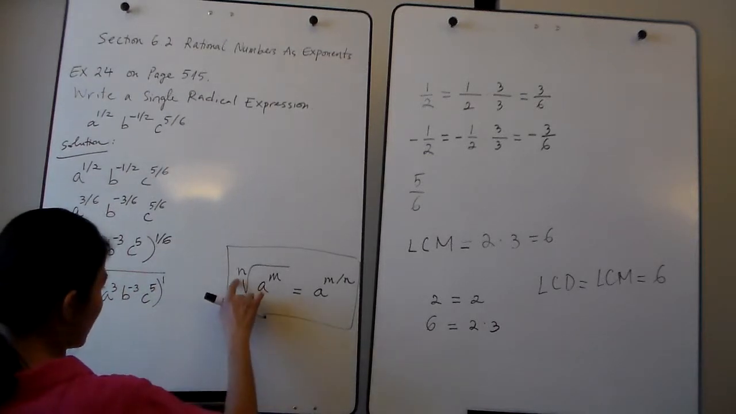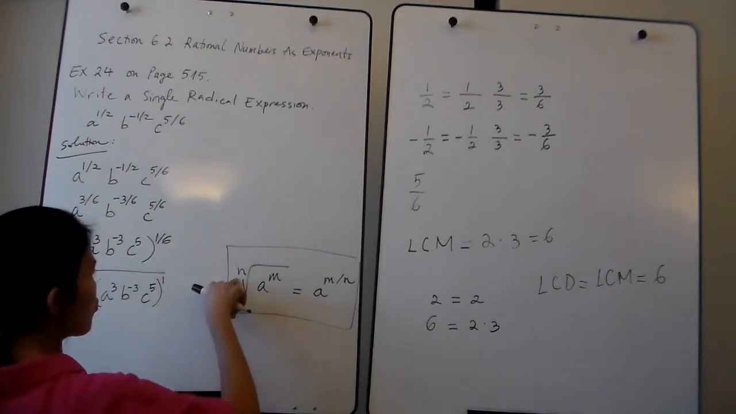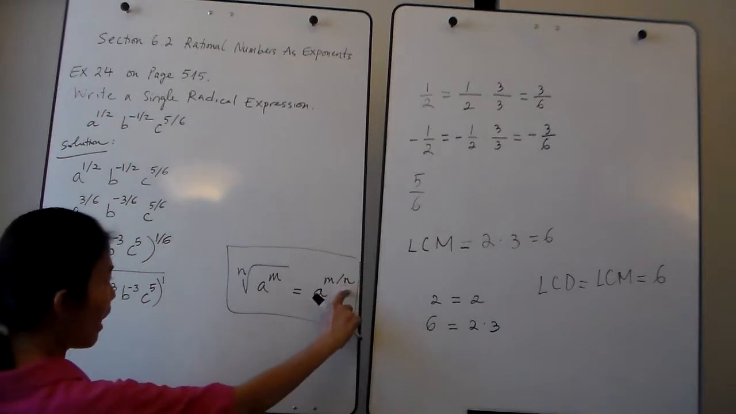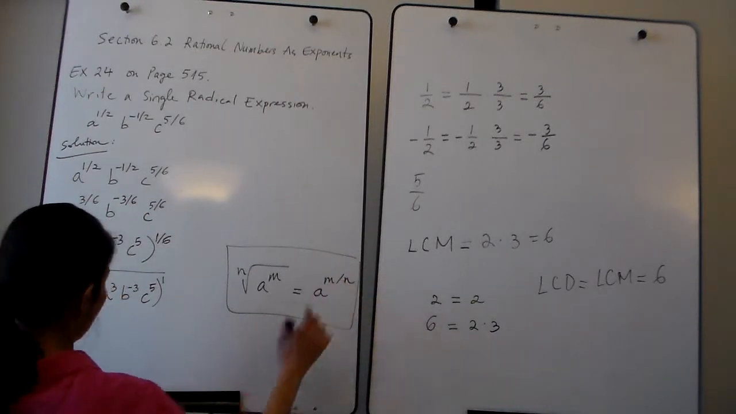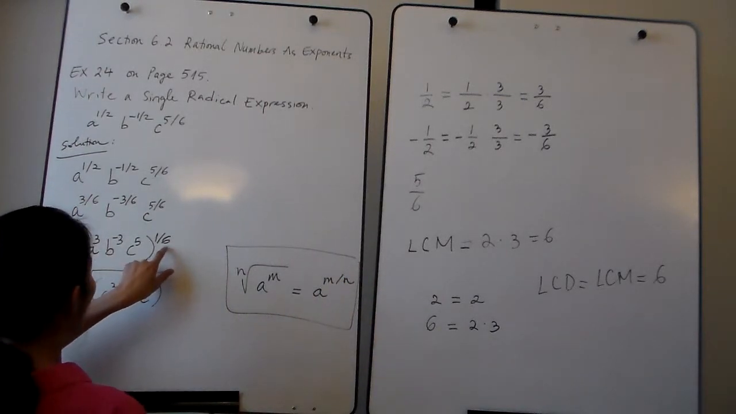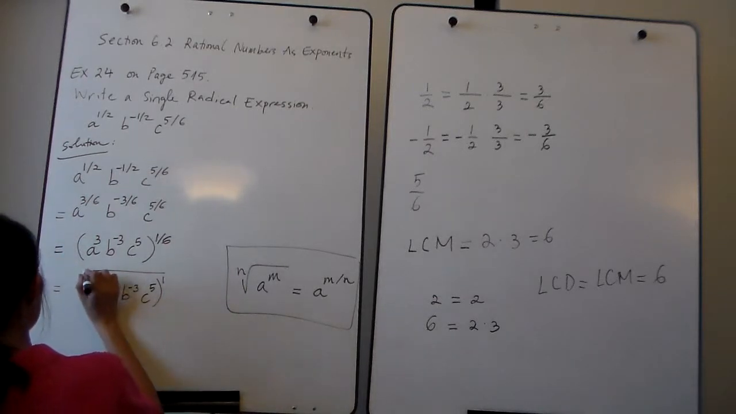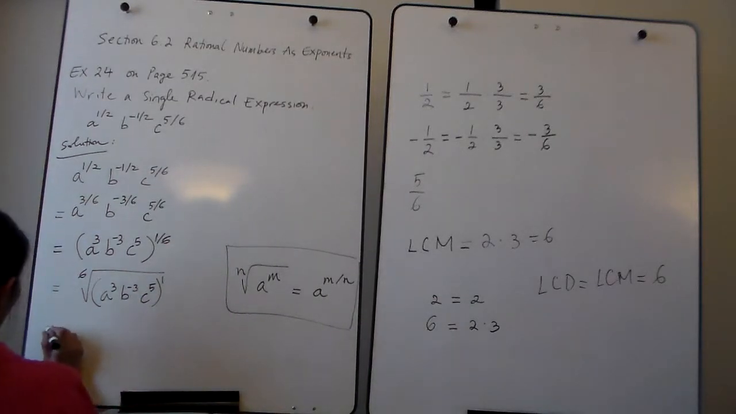And then this is n root, right? Where does n root come from? Which is the denominator of this exponent. And this exponent's denominator is 6. So this is 6 root.